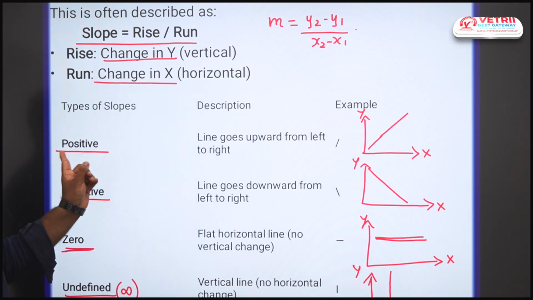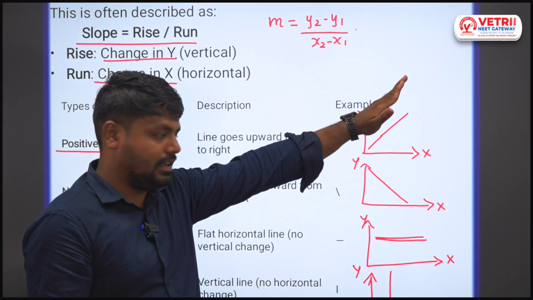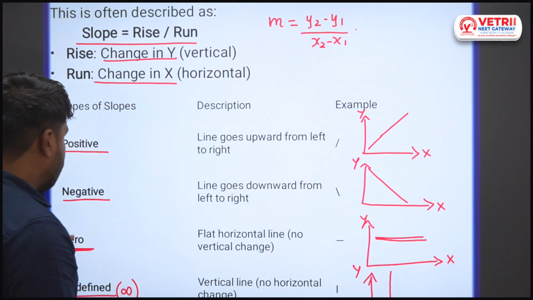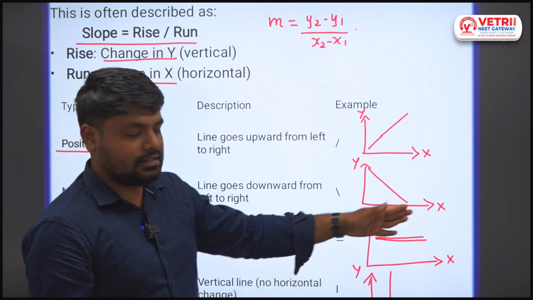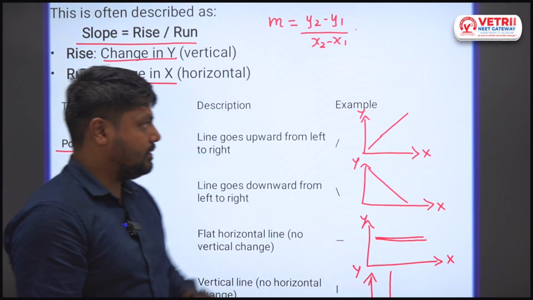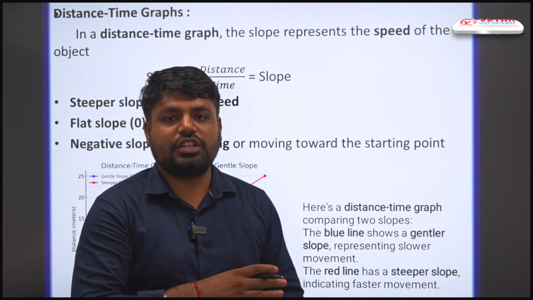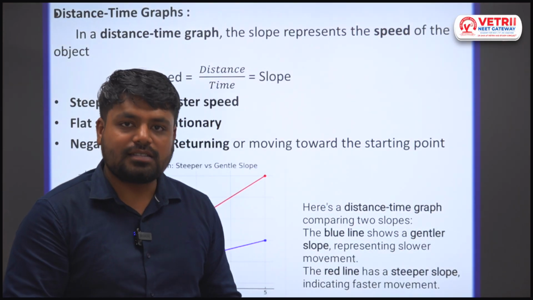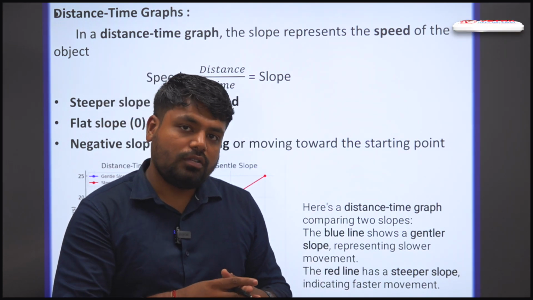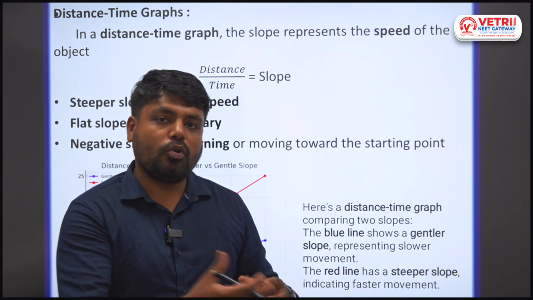Let us see one more time. When it is positive, it is a straight line in an increasing manner. When it is negative, it is in a decreasing manner. When it is zero, it is parallel to the x-axis. When it is undefined, which is infinity, it is parallel to the y-axis. Till now we have seen the basic introduction to slopes: what a slope is and what the types of slope are. Now we are going to apply this slope and graph concept in motion.